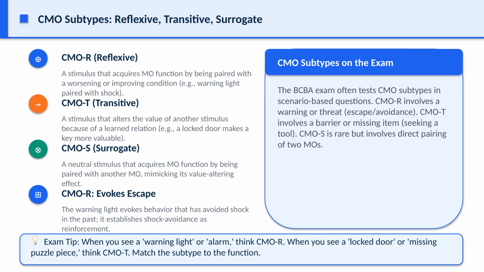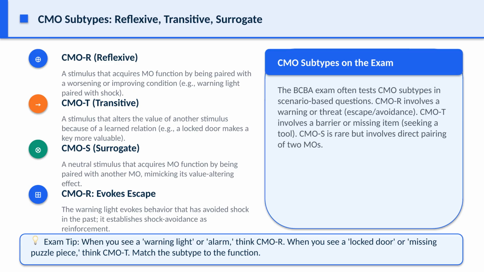Now, let's break down the 3 subtypes of conditioned motivating operations you will need to distinguish on the BCBA exam. First, the CMOR, or reflexive MO, is a stimulus that acquires its motivating function by being paired with a worsening or improving condition, like a warning light that's been paired with shock. That light now evokes escape behavior because it establishes shock avoidance as a reinforcer.